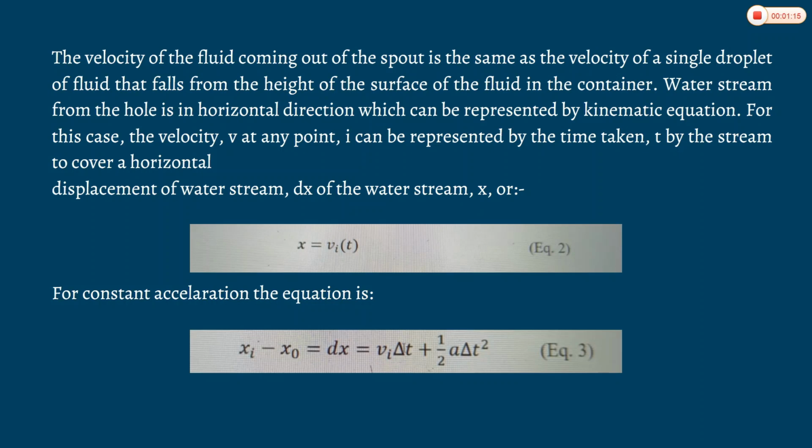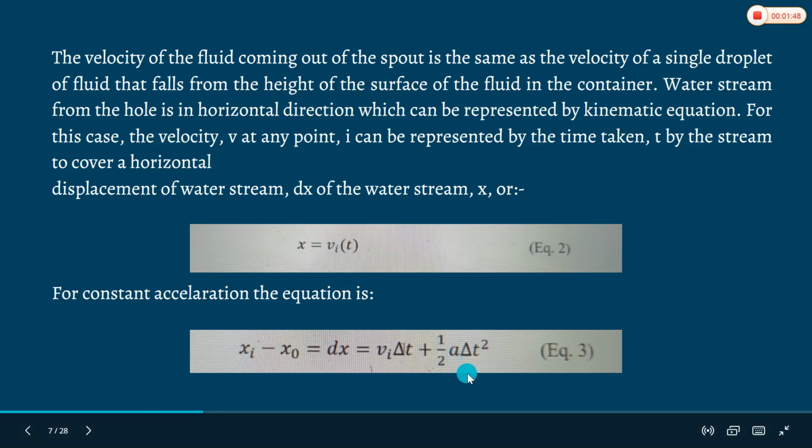So for this equation, x, the distance of the water stream, equals vi times t. For constant acceleration, the equation is below, where x0 is at time 0, and xi is at time i. So dx is represented by the displacement of the water stream, where a is always equal to 9.8.